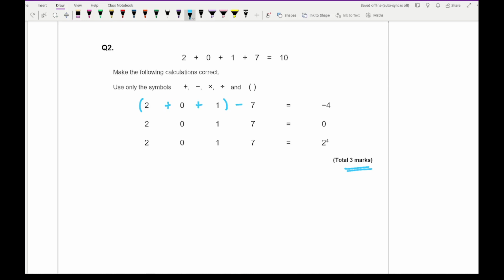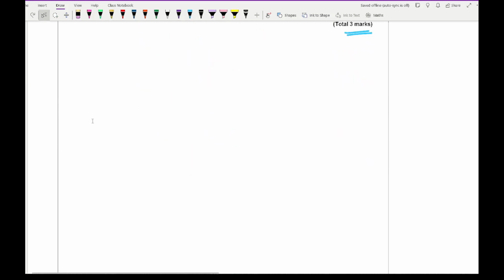To get 0, all I'm going to do here is do 2 times 0, which is going to give me 0 times, and then I could do absolutely anything I want in that second bracket. Then to get 2 to the power of 4, now 2 to the power of 4 is 16. So here I'm going to do 1 plus 7 and then 2 plus 0 and multiply the 2 numbers together. Now again, that is just one simple example of where you could possibly get your 3 marks from.